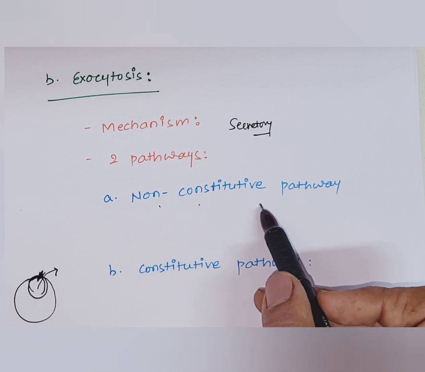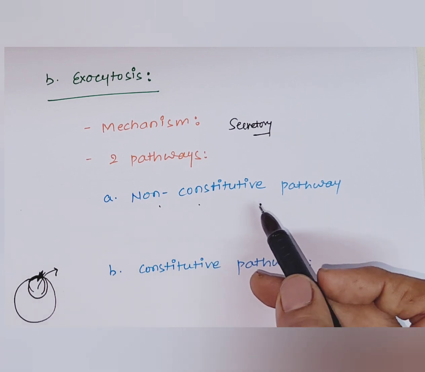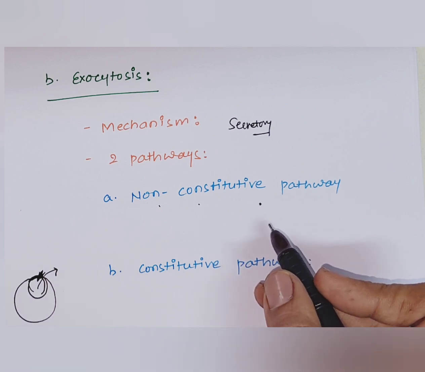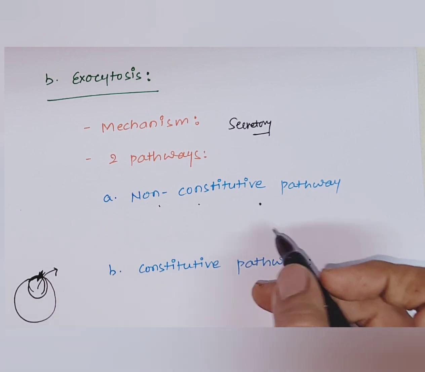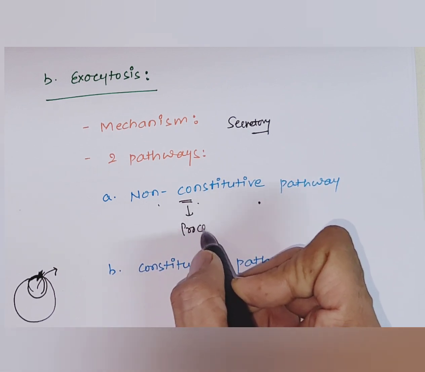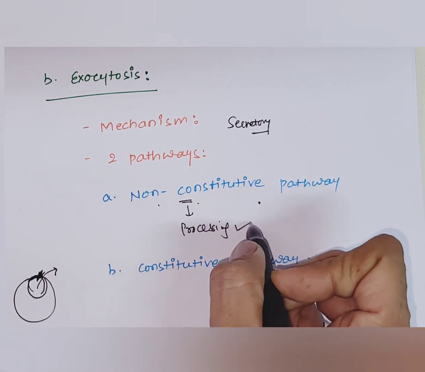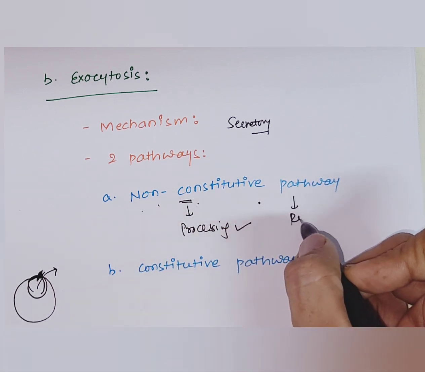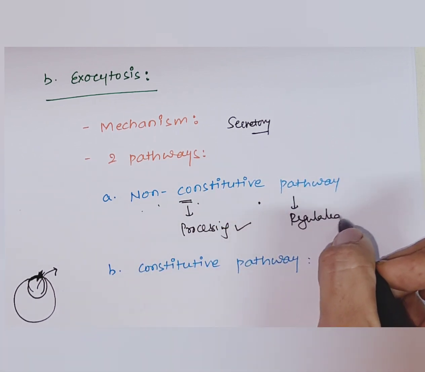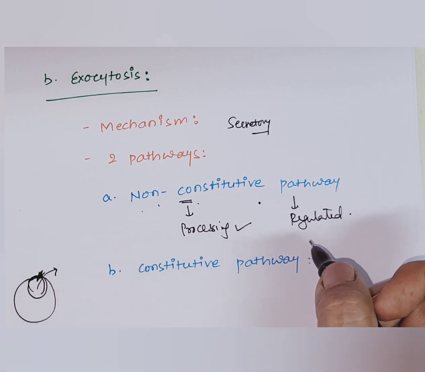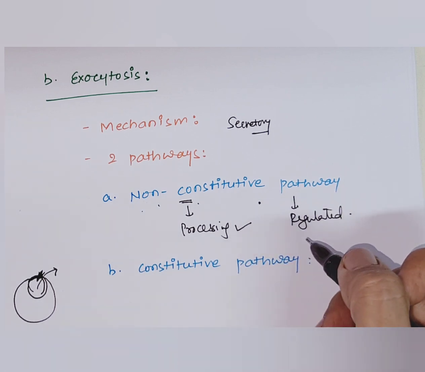What is it? In this pathway, the substance or protein which is secreted from the Golgi apparatus initially enters a secretory granule and there is processing. So in the non-constitutive pathway, processing takes place. Another name for this non-constitutive pathway is the regulated pathway. Examples are secretion of hormones, neurotransmitters and some digestive enzymes, which are all secreted by this pathway.